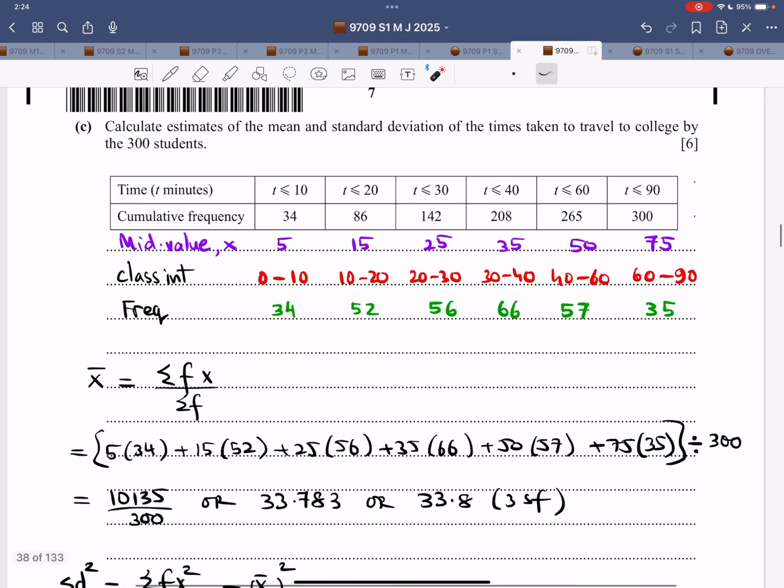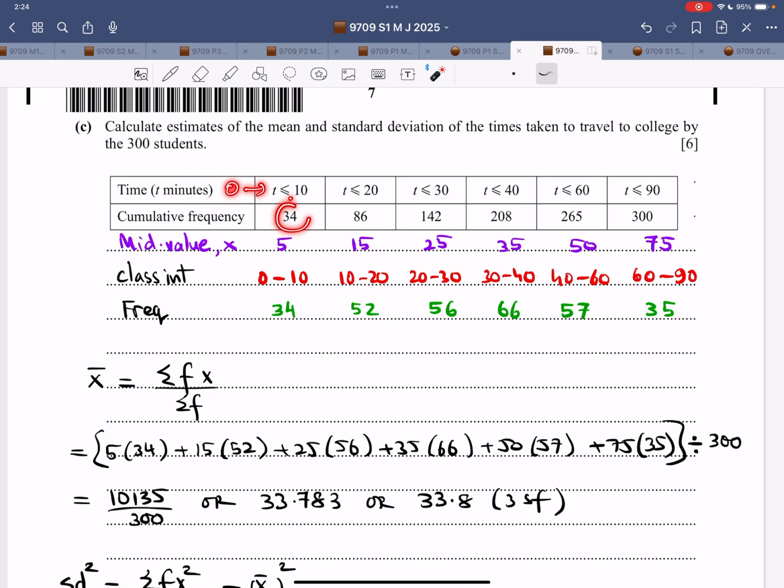So now the next one, calculate estimates of mean and standard deviation. So what I've done is that I've pasted that table over here. Of course, you cannot do that. You have to copy the result. Now the next thing is that less than or equal to 10 means the time cannot be negative.